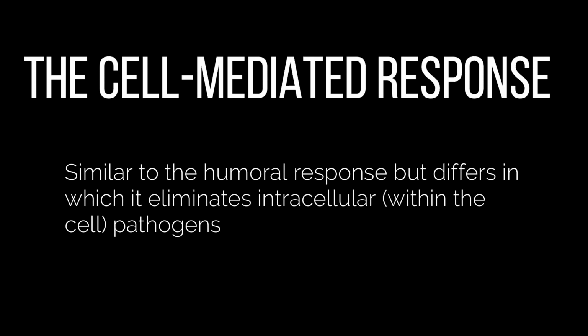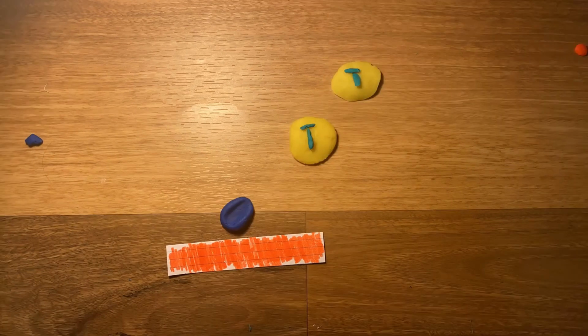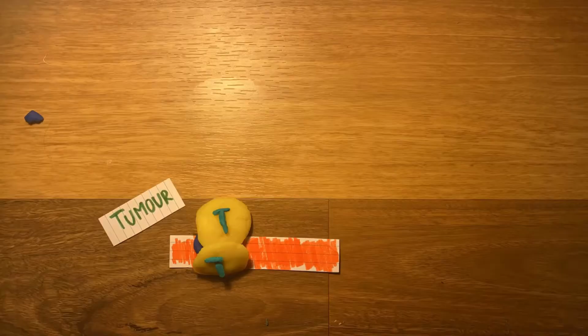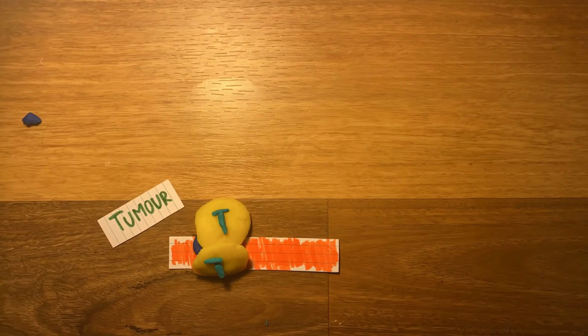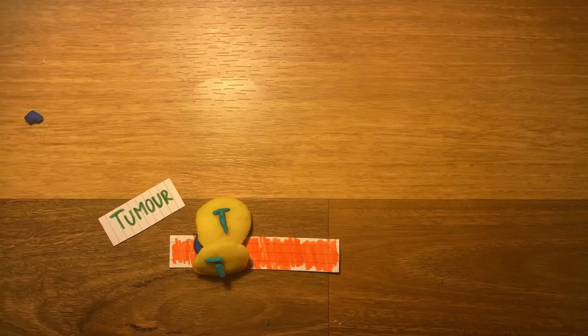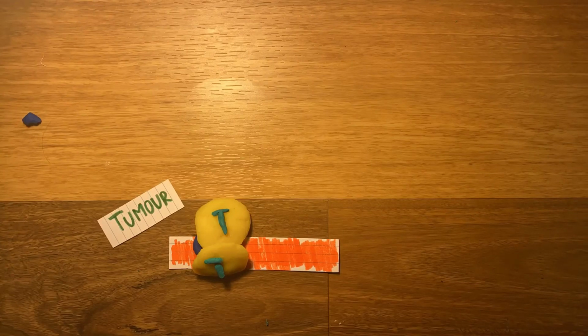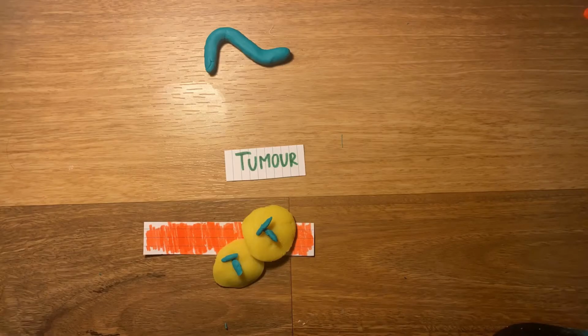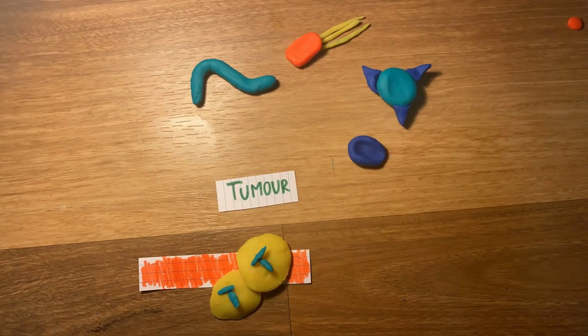The cell-mediated response is similar to the humoral response, but differs in that it eliminates intracellular pathogens. Specialized T lymphocytes target infected cells and destroy the entire cell. For example, the T lymphocyte may target cancer cells via receptors that allow the T cell to recognize and eliminate the tumor. Cell-mediated response specifically targets and protects the body against protozoa, bacteria, virus, and tumor cells.